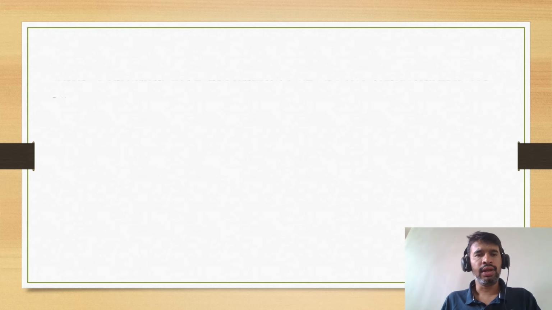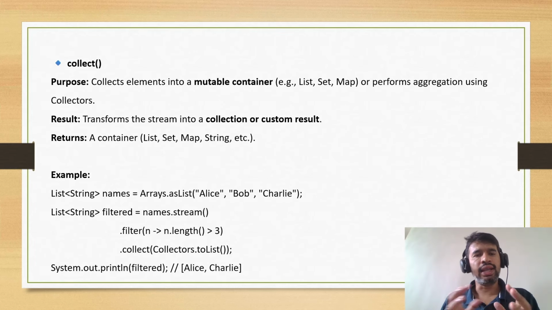Okay. Let's understand collect. Collect basically collects the elements into a mutable container. So it can be a list, it can be a set, it can be a map. So it performs an aggregation using collectors. So it transforms the stream into a collection or custom result.